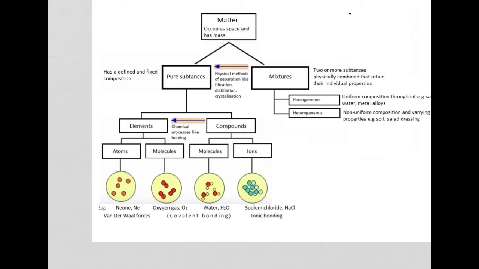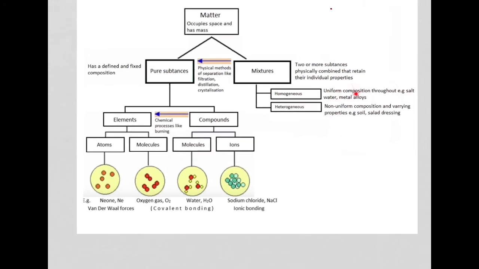So this is an overview of the different types of particles that make up matter. So you can have pure substances or mixtures. Mixtures are homogeneous and heterogeneous mixtures. So homogeneous mixtures, for example, salt water, alloy. You cannot distinguish the individual components, but heterogeneous, for example, soil. So you'll have the rocks, the pebbles, and the soil itself. Salad dressing, you will be able to identify the individual components of that. So these are mixtures. And then pure substances, you have elements and compounds.